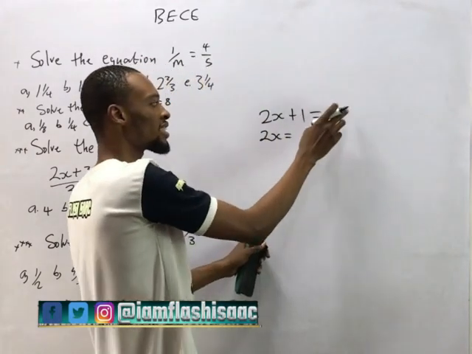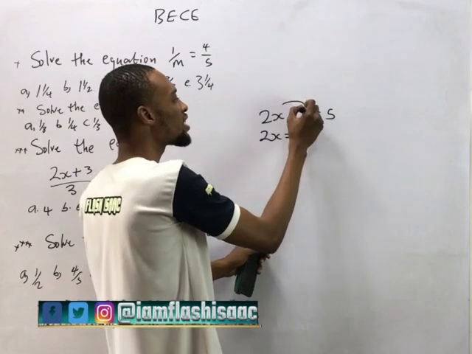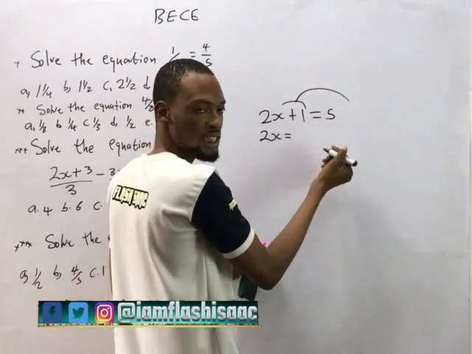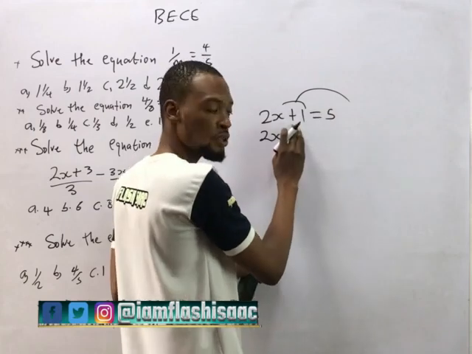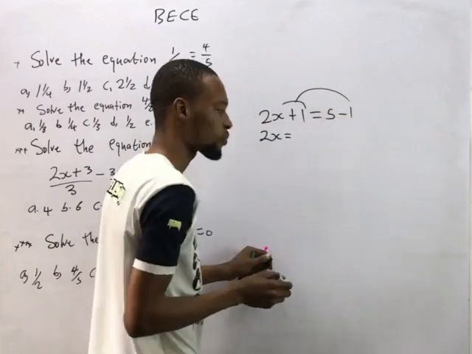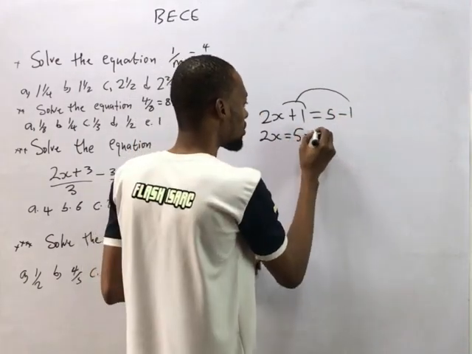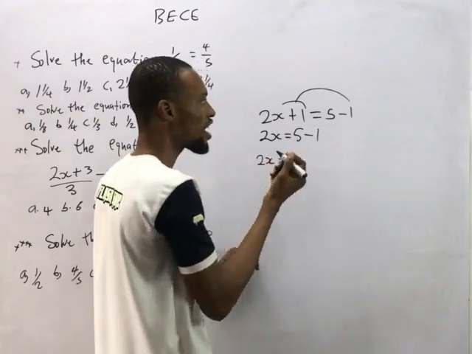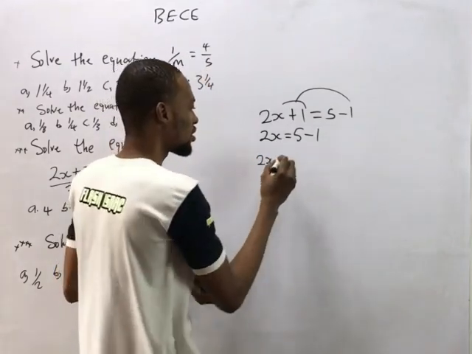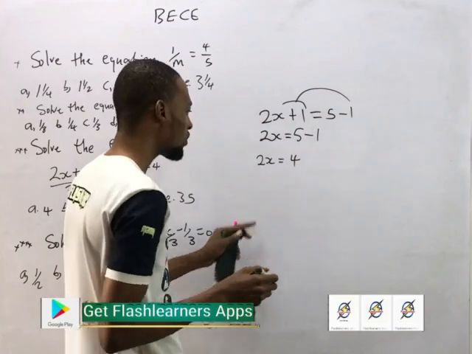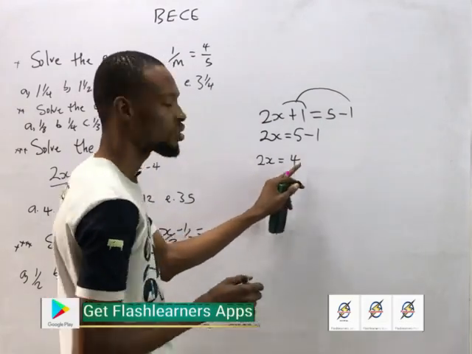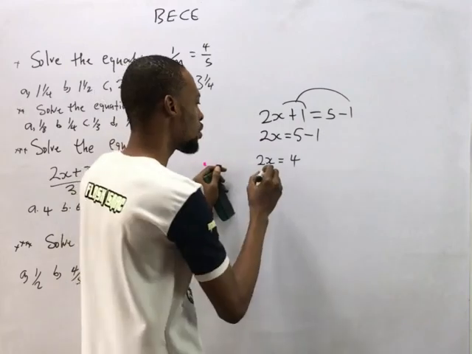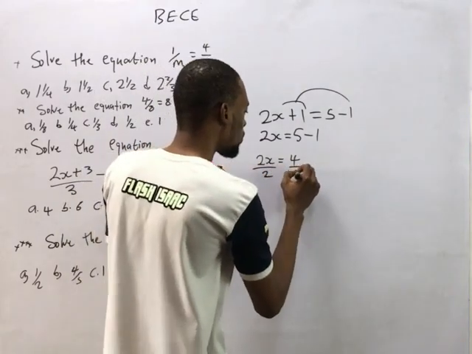We'll take it to the other side to meet 5. Here it is positive plus 1. Immediately it crosses this equality sign, it becomes negative. So when it's here, it's no longer plus 1, it's now minus 1. So to have 5 minus 1, this will give you 2s is equal to 5 minus 1, which is 4. We are looking for s, not 2s. So to remove this 2, we divide both sides by 2.